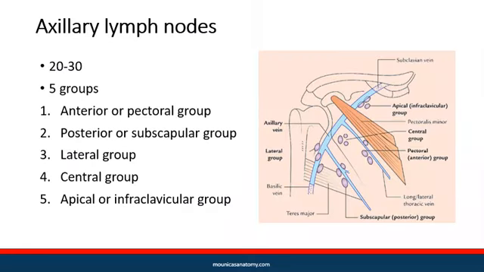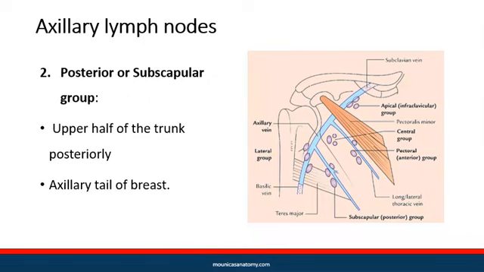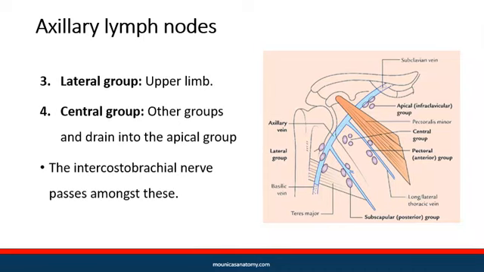Axillary lymph nodes. There are about 20 to 30 nodes arranged into 5 main groups. First, the anterior or pectoral group drains the anterior chest wall and major part of the breast. Second, the posterior or subscapular group drains the posterior trunk.